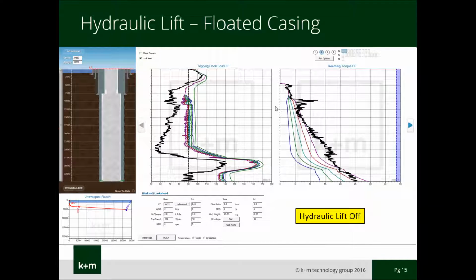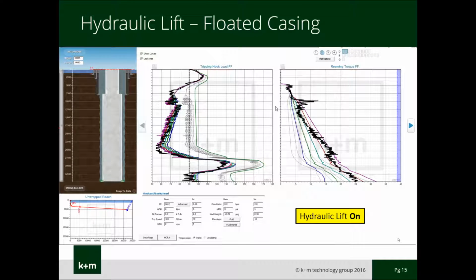Here we have an example of a very long floated 9 5/8 liner run that we're reaming into the hole. With the lift effect turned off, the hook load readings that we observe are dramatically lower than what we predict, by up to 40,000 pounds. Likewise, the torque that we observe is significantly higher than expected.